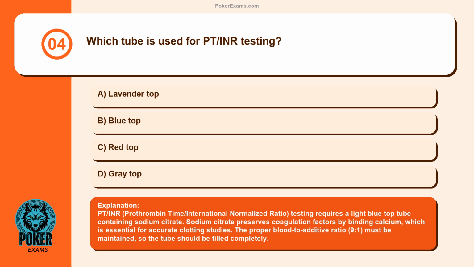PT/INR, prothrombin time/international normalized ratio. Testing requires a light blue top tube containing sodium citrate. Sodium citrate preserves coagulation factors by binding calcium, which is essential for accurate clotting studies. The proper blood-to-additive ratio, 9:1, must be maintained, so the tube should be filled completely.